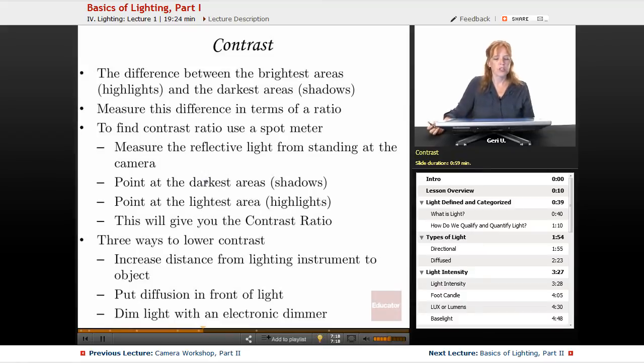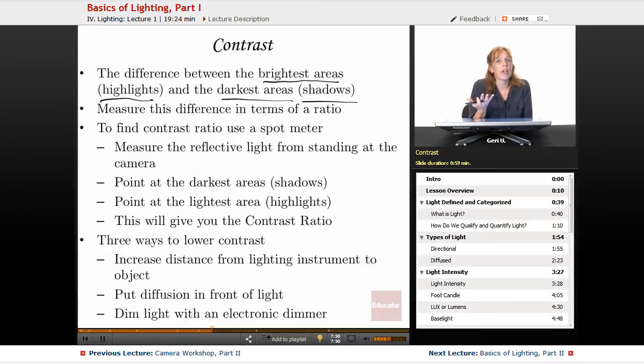their lighting. So now let's talk about contrast. Contrast is a quality of how we've lit a scene, and it's important for us to really define what contrast is. Contrast is the difference between the brightest areas, which we also call the highlights, and the darkest areas, which are called the shadows. When we talk about contrast, we often talk about contrast ratios, and we can actually measure and find out what the contrast ratio is in a scene.